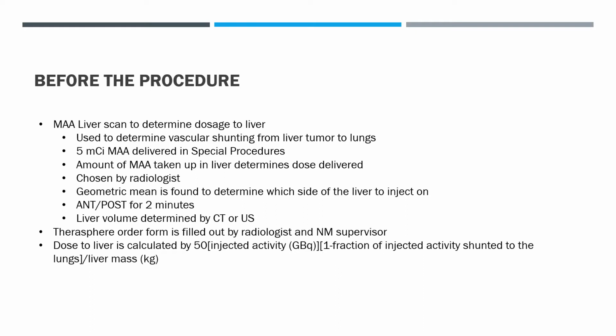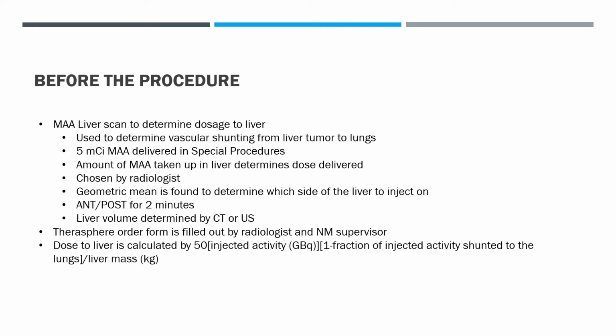if you give too much or too little, you either will not kill enough of the tumor, or you'll kill too much. You'll kill the tumor, but then you'll kill normal hepatic tissue around it. So you have to be very particular about the dose, about your calculations, and a lot of other stuff that we'll go over. But before we do the procedure, we'll actually do what's called an MAA liver scan, and this is to help determine the dosage, the amount of dose that we'll be delivering of the Y90 to the liver. And how we'll do that is we're going to be determining how much vascular shunting is coming from the liver tumor to the lungs.